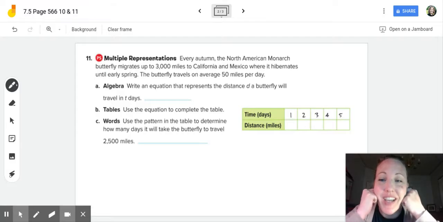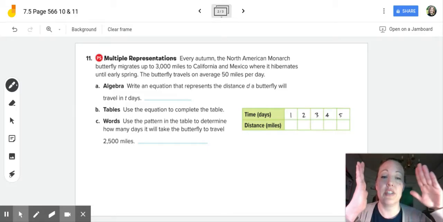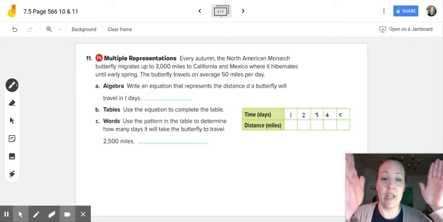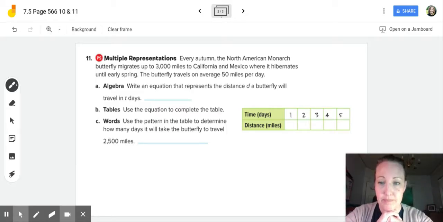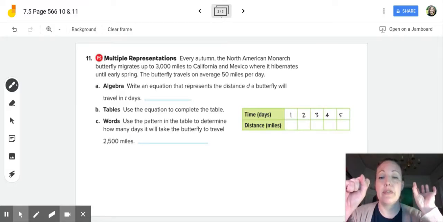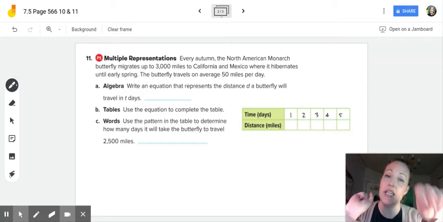Ooh, that'd be good. Okay, in this case, it's butterflies, and they migrate up to 3,000 miles to California and Mexico, where they hibernate until early spring. The butterfly travels on average 50 miles per day. First, it says, write an equation that represents the distance d that a butterfly will travel in t days. So we have to use a d and a t.